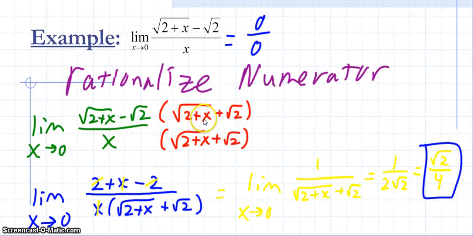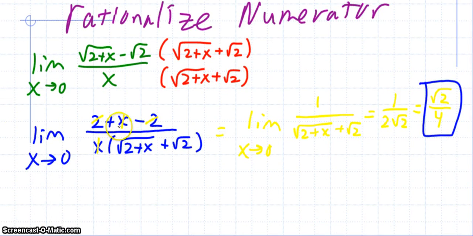So I multiply by root 2 plus x plus root 2 and root 2 plus x plus root 2. Now when I multiply out, the numerator just becomes 2 plus x minus 2. The 2 and the negative 2 cancel, leaving just an x in the numerator, and that x reduces with the x in the denominator, which is what I want to happen because I need to get rid of the 0 in the denominator. Now I'm left with the limit as x goes to 0 of 1 over the root of 2 plus x plus root 2. Now I can do direct substitution, and I get 1 over 2 root 2.